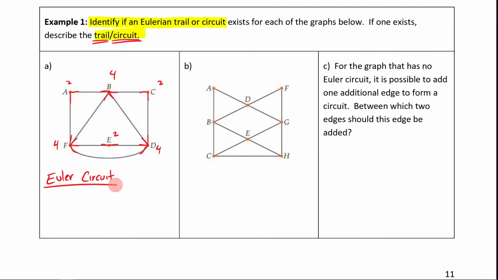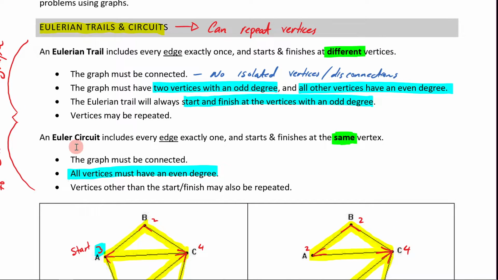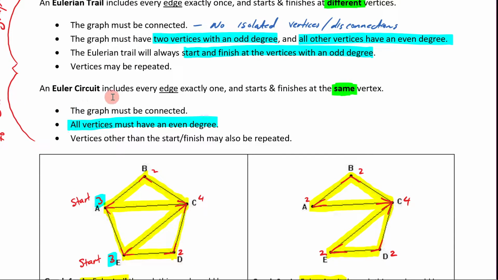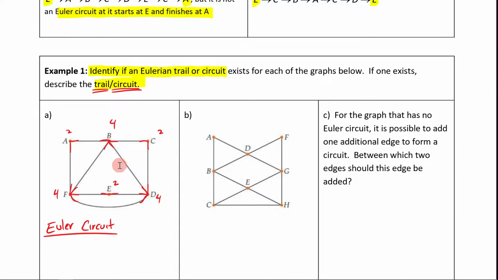Now you need to remember the definition and characteristics of an Euler circuit, all of which is listed here for us. So an Euler circuit, here it is. The Euler circuit includes every edge exactly once and starts and finishes at the same vertex. The graph must be connected, which ours is. All vertices must have an even degree, which ours is. And vertices other than the start and finish may also be repeated. So I can repeat vertices here. So with all this in mind, let's now describe our circuit.